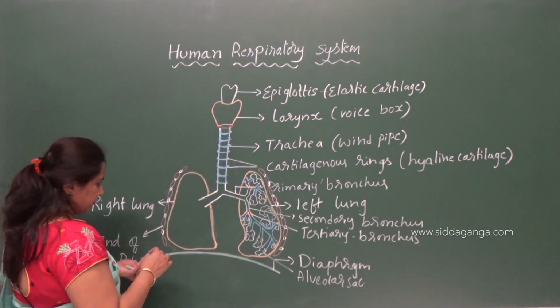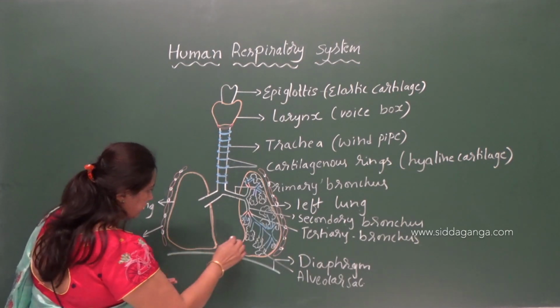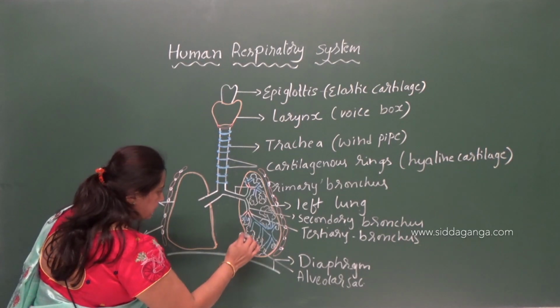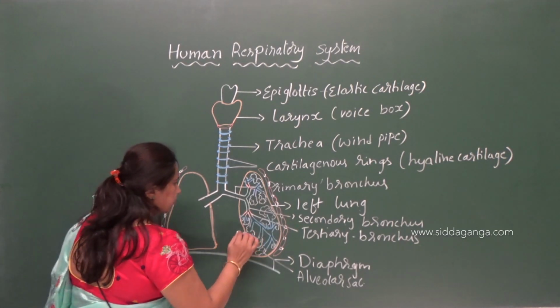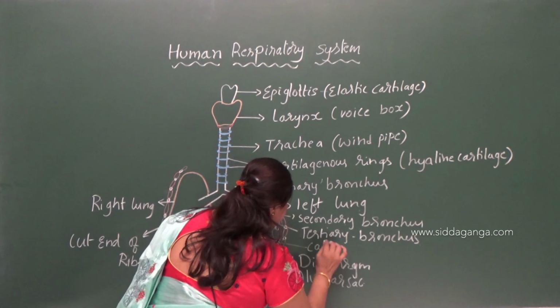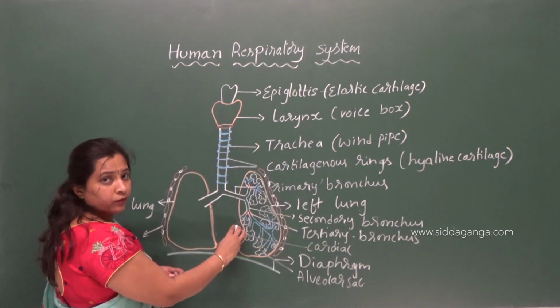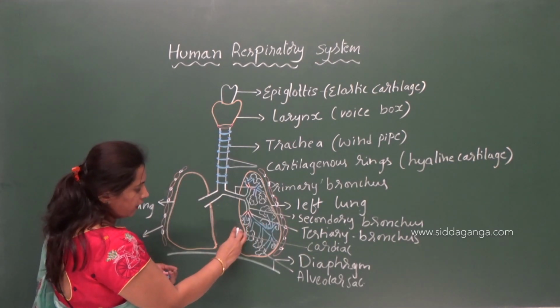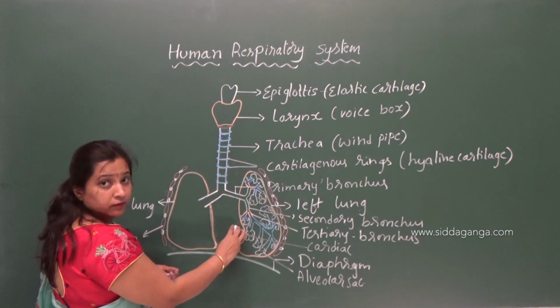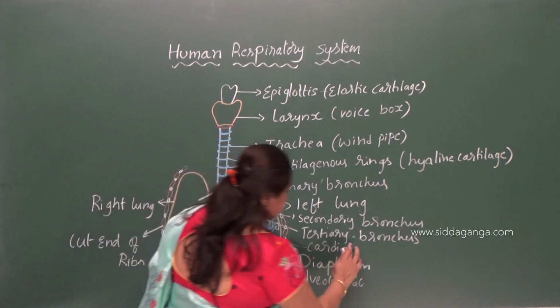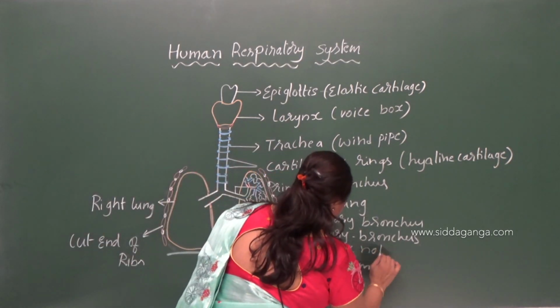Okay, so here there is a depression. So this depression is called the cardiac notch. Why is it called cardiac notch? Because the heart comes here. So it is in this region the heart lies, in this depression the heart lies. Okay, so it is called cardiac notch.